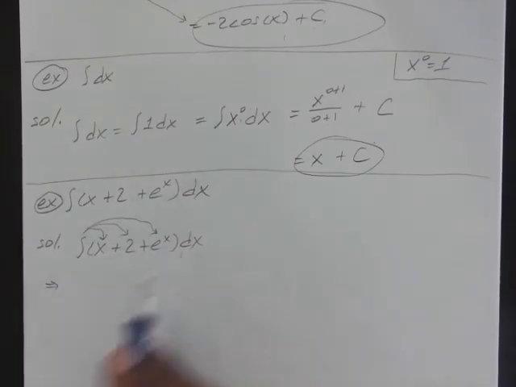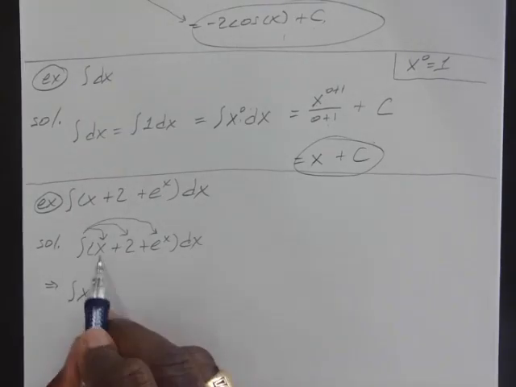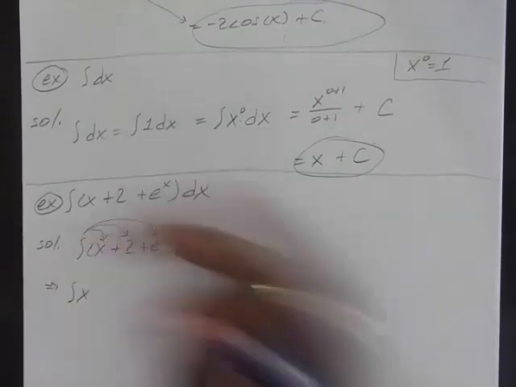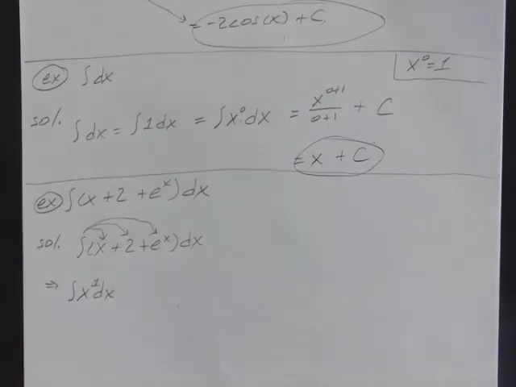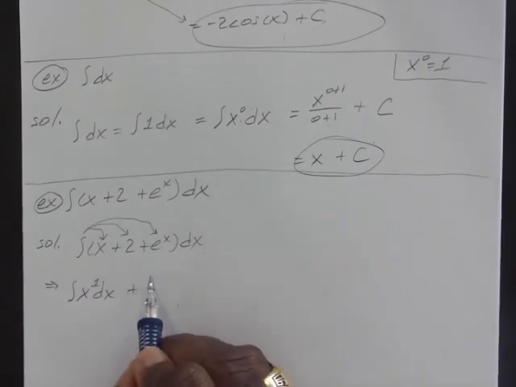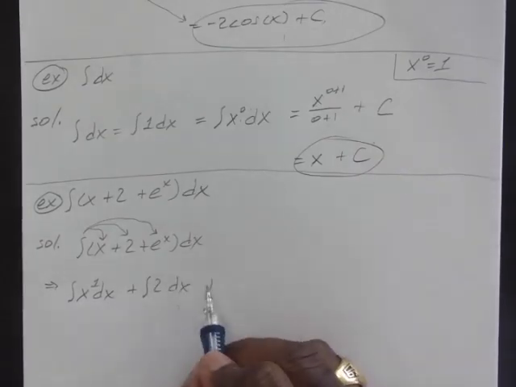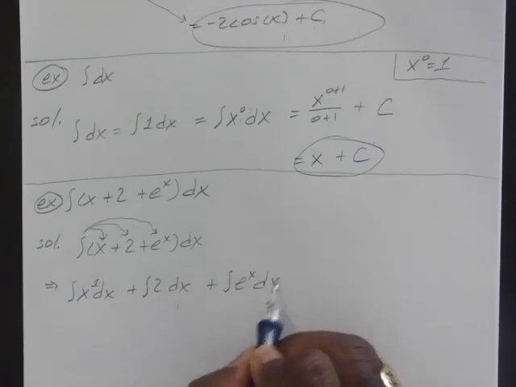And I'm going to write out each step, and you don't have to write out each individual step if you don't want to, but I'm going to write out the antiderivative of x, and that x, we can call that x to the first power with respect to x, plus the antiderivative of 2 with respect to x, plus the antiderivative of e to the power of x with respect to x.